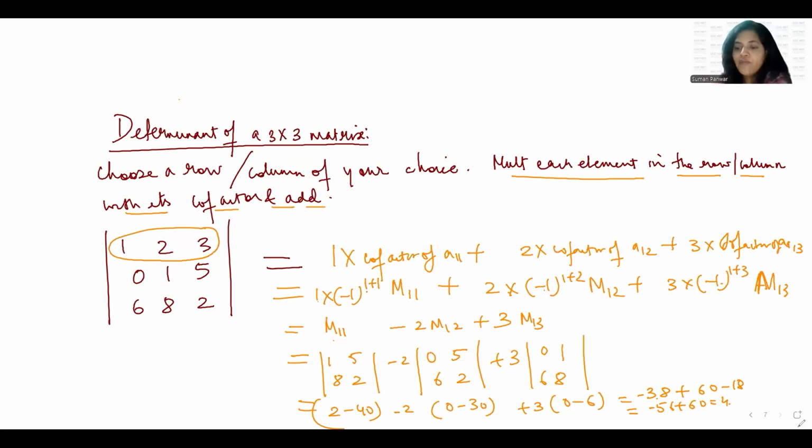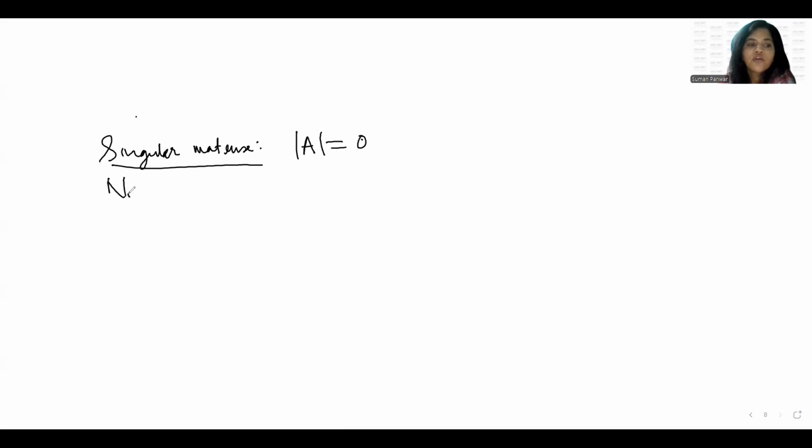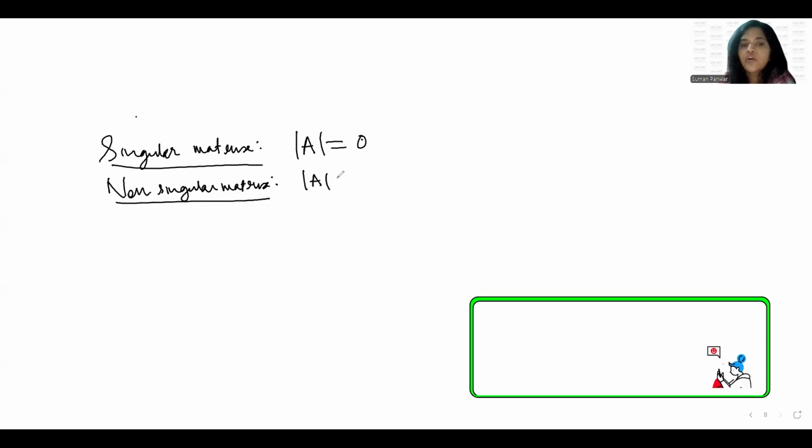All right. Now we have another concept, singular matrices and non-singular matrices. So what is a singular matrix? A matrix is called singular whose determinant is equal to 0. What is a non-singular matrix? A matrix is called non-singular matrix if its determinant is not equal to 0.